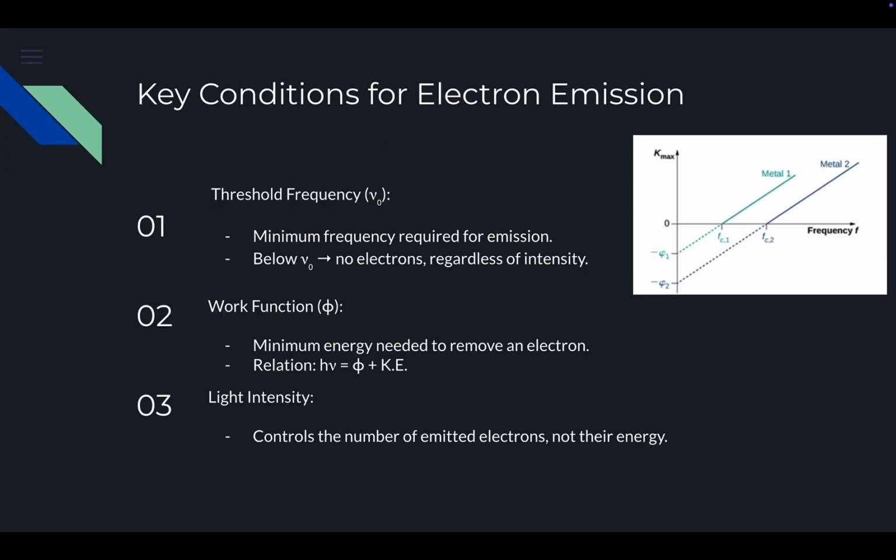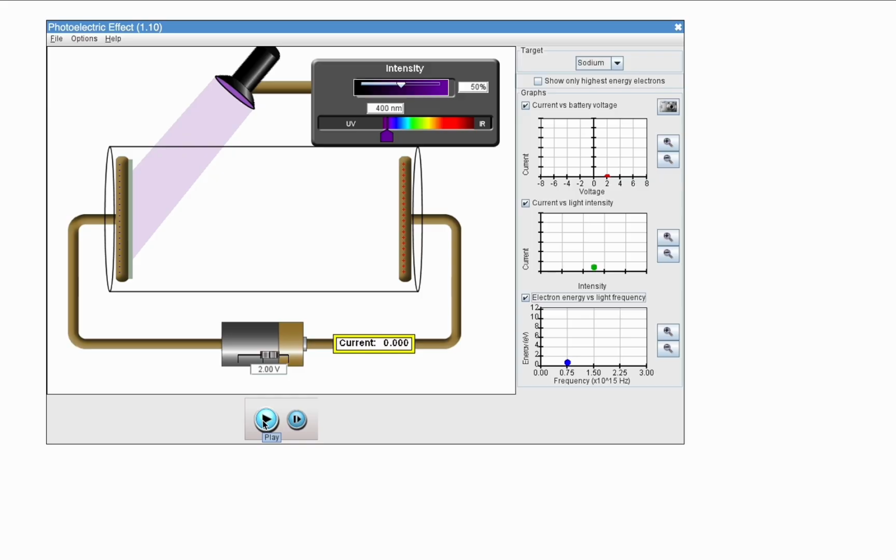The key conditions for photoelectron emission include threshold frequency, work function, and light intensity. These will be demonstrated utilizing a web-based photoelectron simulator. The first simulation will be our control, with the conditions set to 50% light intensity, wavelength of 400 nanometers. The selected metal is sodium.